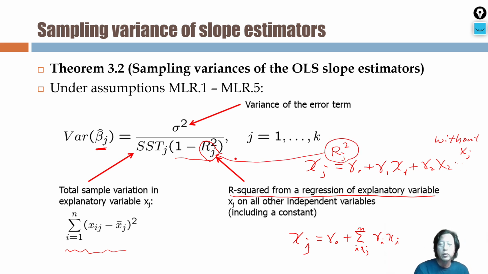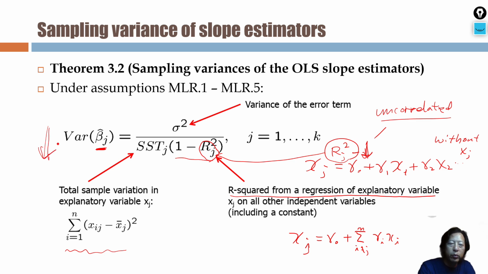Without xj we can do the regression, and then you get an R square. If all the independent variables are not correlated with each other, then this R square will be very small. If this is small, the denominator will be big, so the variance will go down. So if Rj squared is small, which means the independent variables are uncorrelated among themselves, the variance will be small.